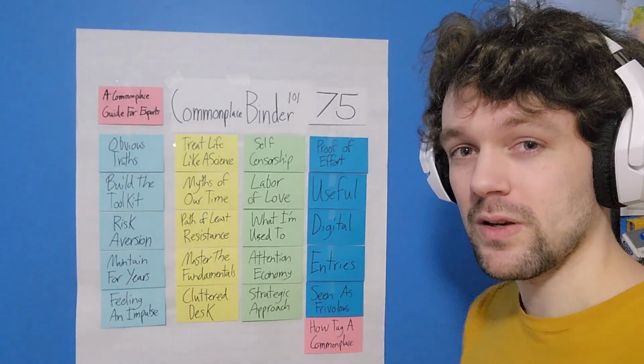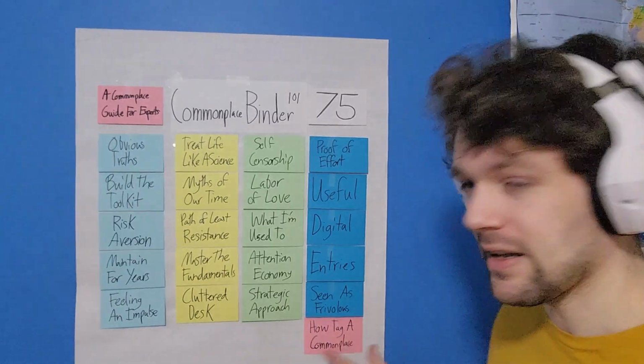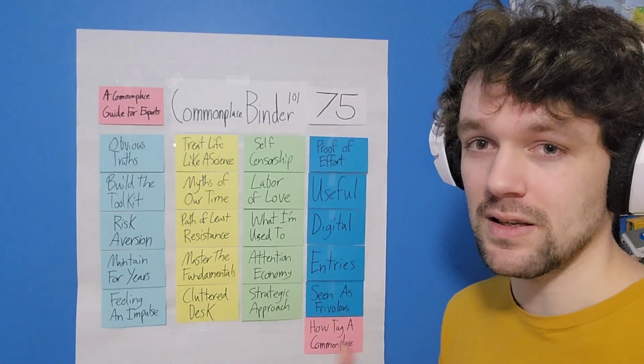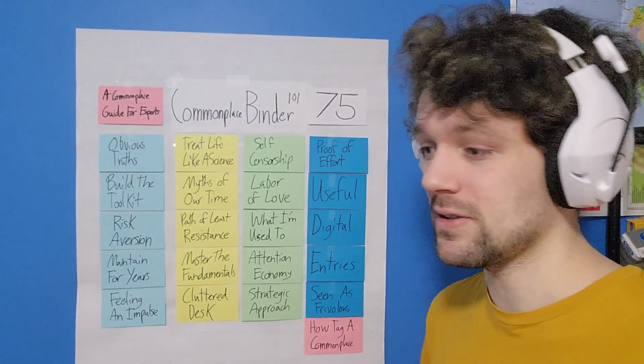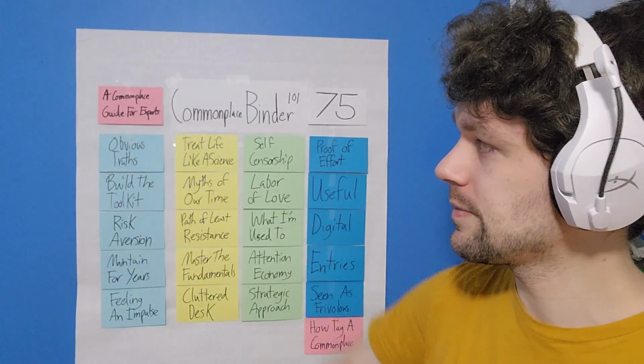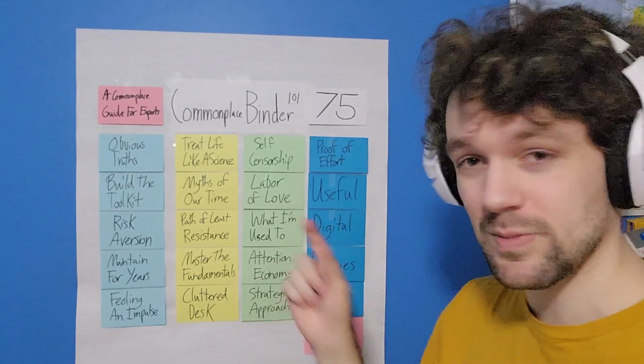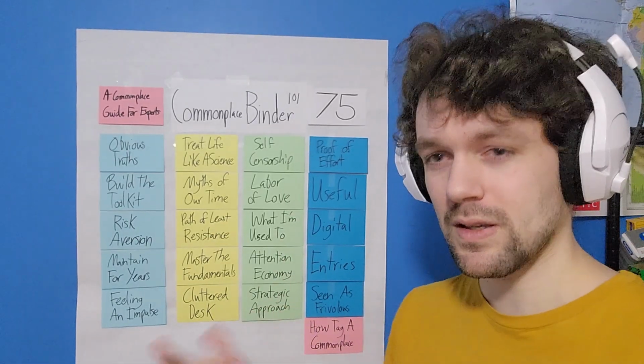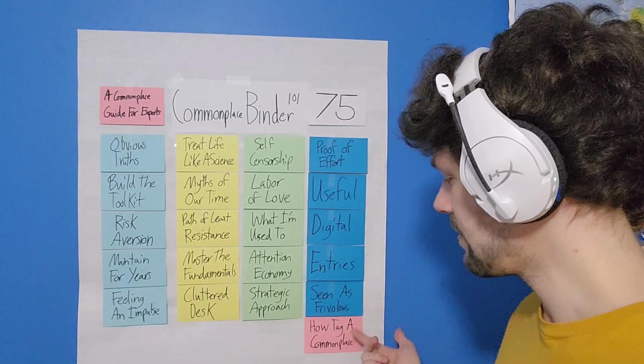In the next video, we are going to be talking about how to tag a commonplace. Obviously, that is a reduced title, or at least the number of words is reduced. This is the Commonplace Guide for Experts. When I explained it in the previous video, I think it was only 3 words. So that's the next one.